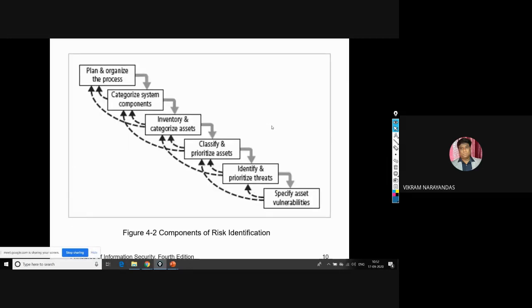So these are the components of risk identification. This process goes like a waterfall model. First, you want to plan and organize the process, then classify and characterize the system components, inventory and characterize assets, classify and prioritize assets, identify and prioritize threats, and specify asset vulnerabilities.